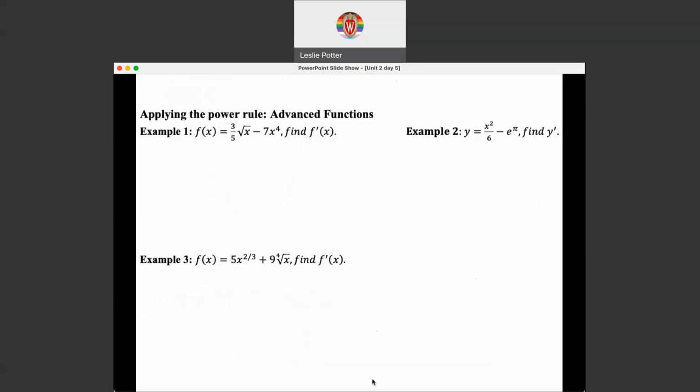All right, let's take a look at some that are just slightly more complicated. So we are using the power rule, which means we have to make sure every term is written in terms of a power. So we have to remember how we write a power when we see a radical. Okay, we have to remember what fractional powers are, right? Here's another radical. So let's try these.